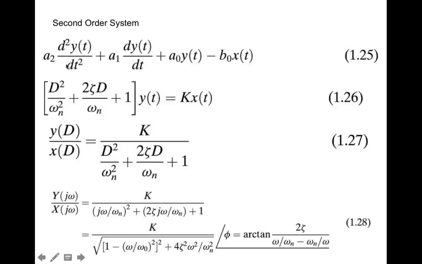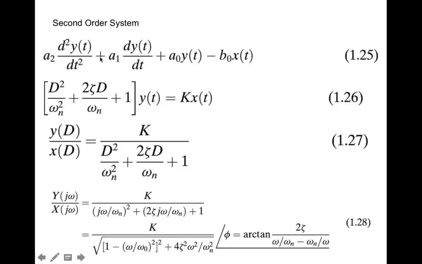A second order system is similar. It would have a second order differential equation in Y. The author has an error here. This should be an equal sign, not a minus sign. So you've got your Y equation, second order, equal to your B naught x of t.